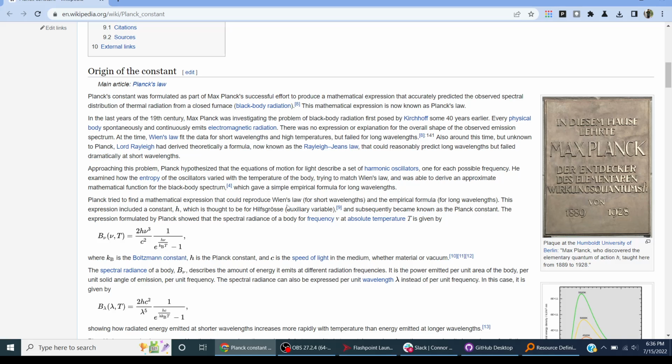Planck tried to find a mathematical expression that could reproduce Wien's law for short wavelengths and the empirical formula for long wavelengths. This expression included a constant h, which is thought to be for a Hilfsgröße, an auxiliary variable, and it subsequently became known as the Planck constant. The expression formulated by Planck showed that the spectral radiance of a body for frequency ν at absolute temperature T is given by B_ν(ν, T) = (2hν³/c²) × 1/(e^(hν/k_BT) − 1), where k_B is the Boltzmann constant, h is the Planck constant, and c is the speed of light in the vacuum, whether material or vacuum.